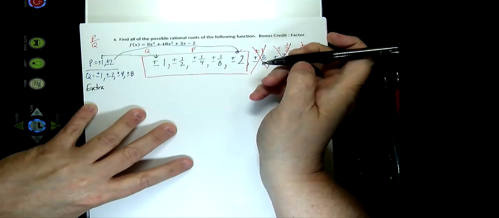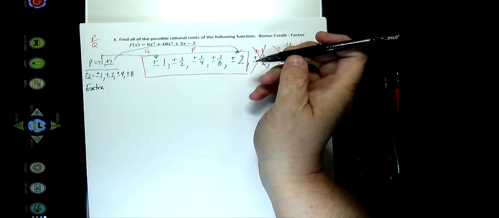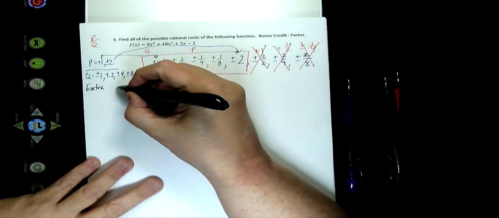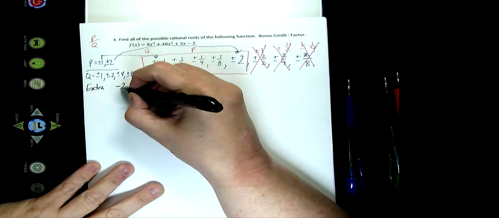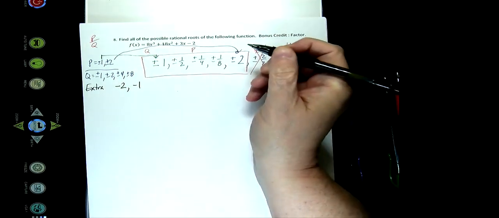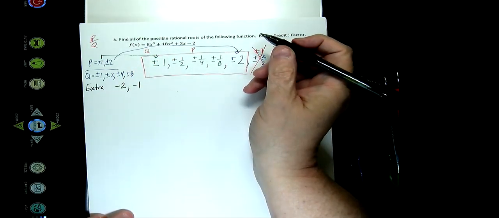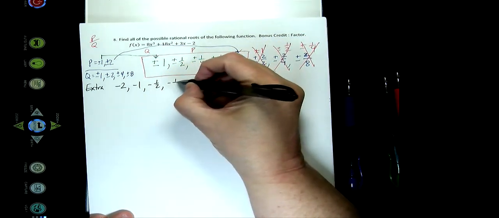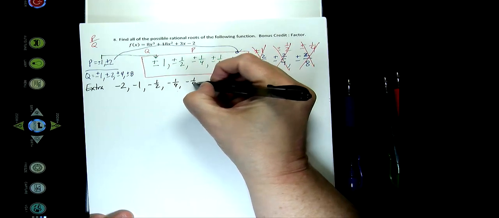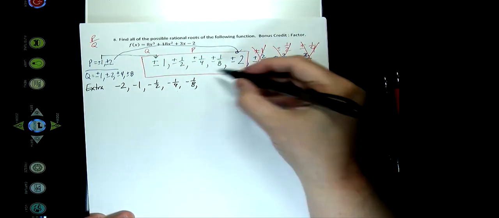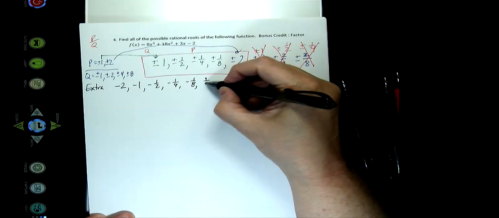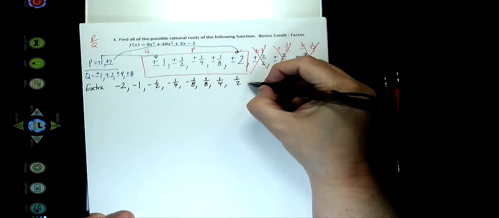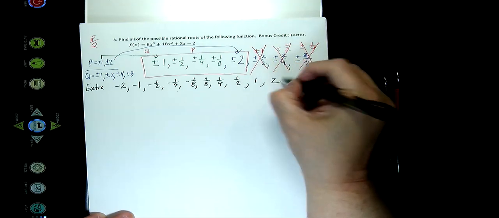What I'm going to do is sort these from low to high. -2 is definitely the lowest number. And then -1, and then -1/2, -1/4, -1/8, +1/8, +1/4, +1/2, 1 and 2.